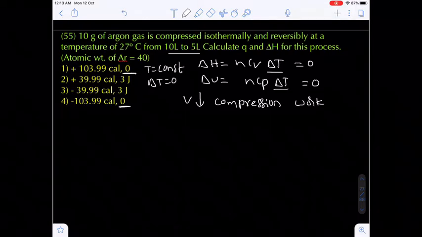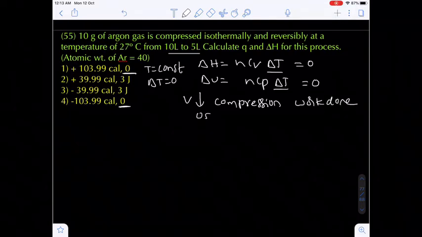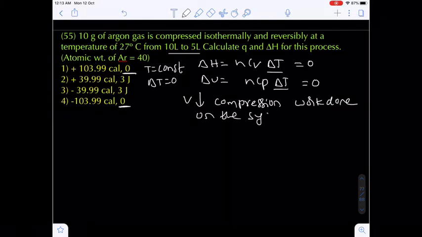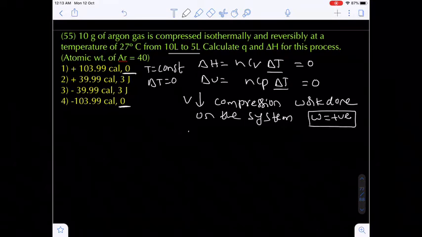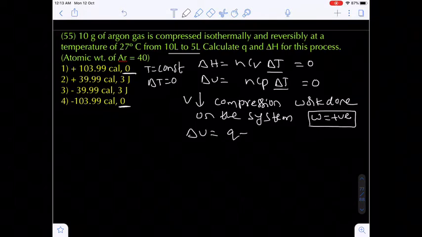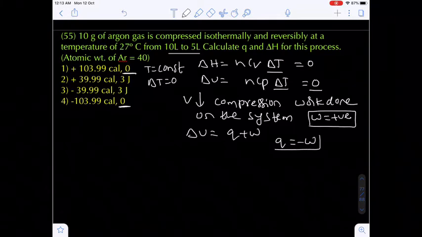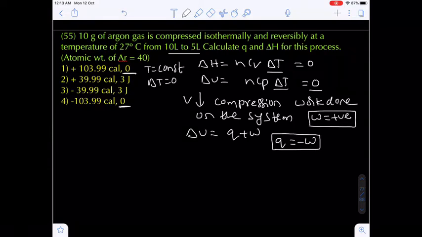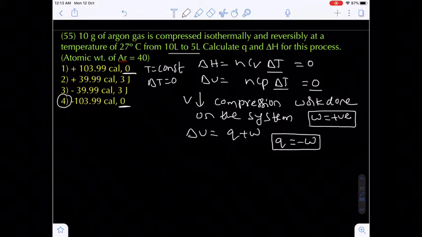Compression means work done on the system. Work done on the system is a positive work? Yes. Now we know del U is equal to Q plus W, but del U value here is 0. So Q is equal to minus W. That means here the Q value should be negative, and Q value being negative is only option number 4. Indirectly we are identifying the fourth option.